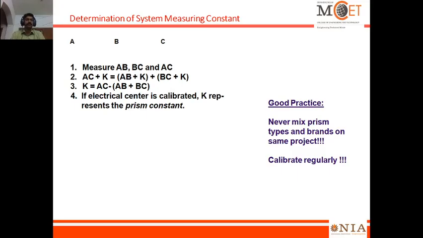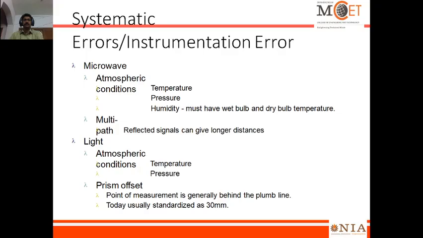Never mix prism types and brands on the same project. Different prisms should not be changed within a single survey. If you use a particular prism, try to use it for the entire project and calibrate it properly and regularly. That is good practice.